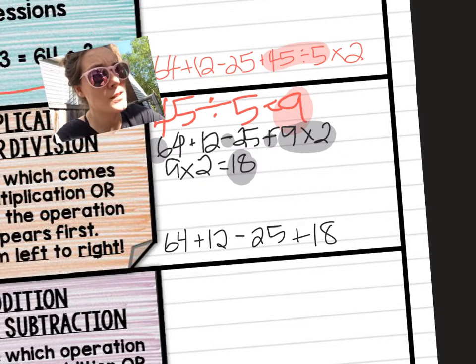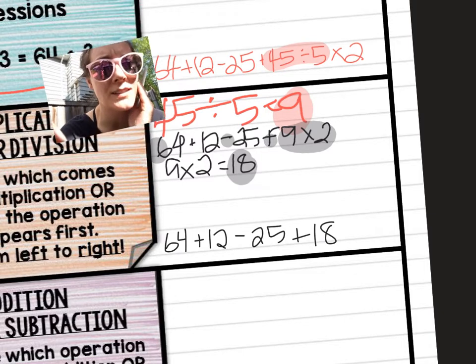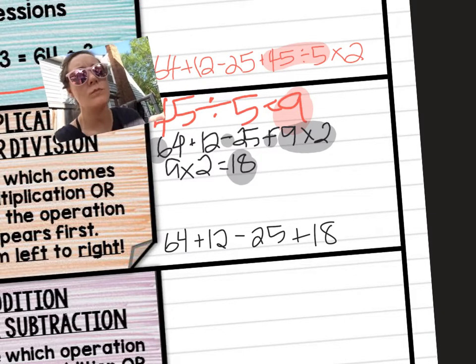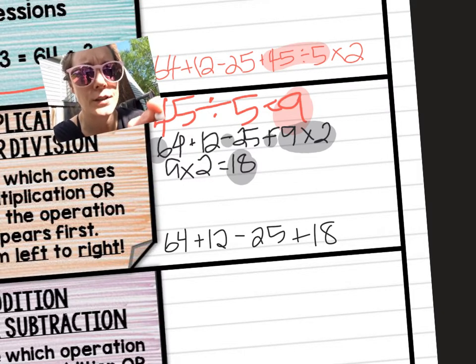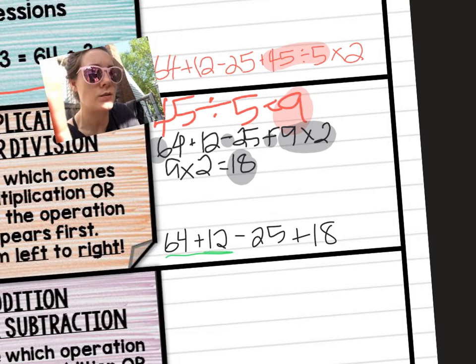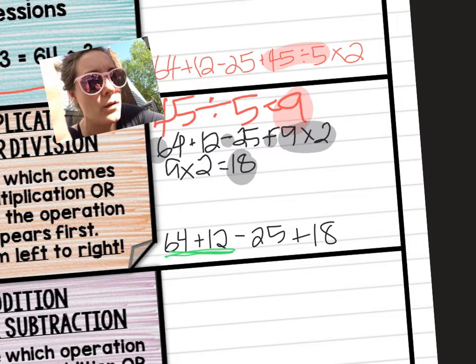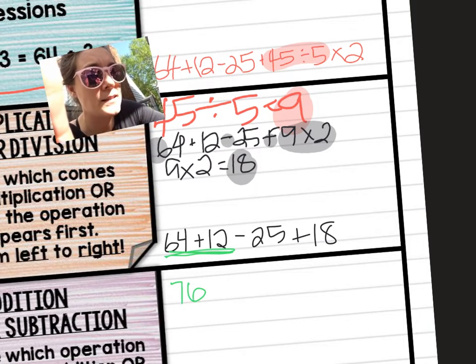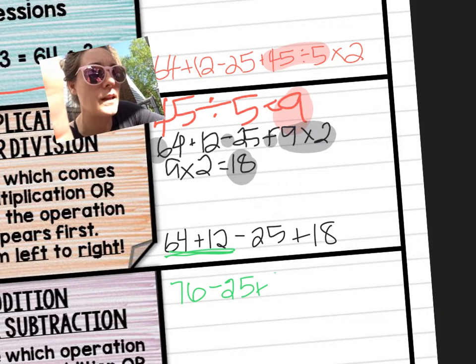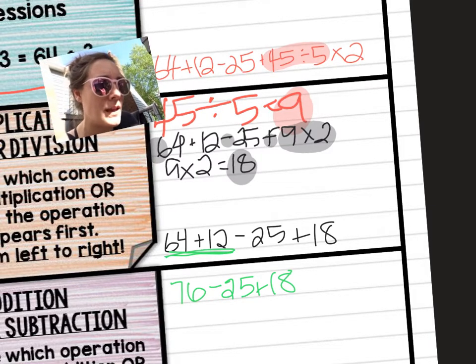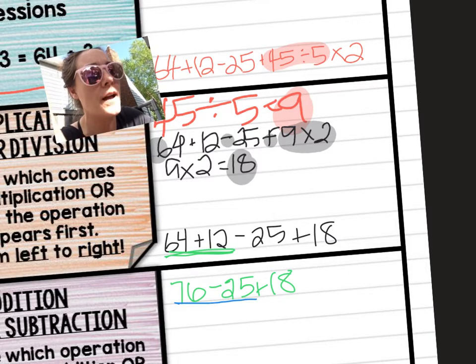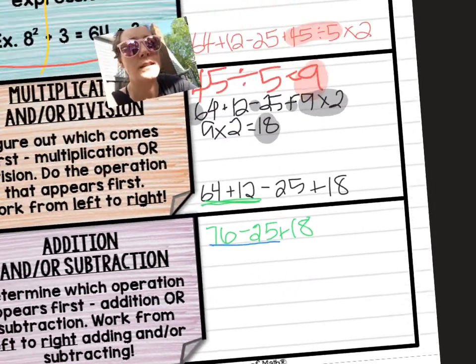Now I'm in the addition and subtraction, and the rules for addition and subtraction are the same. We go from left to right. So as I do this, I am just going to grab a different color here, sorry. We're just going to start with this. So 64 plus 12 is 76. Everything else just comes down. Minus 25 plus 18. And then I'm going to grab a new color and do the same thing. 76 minus 25.